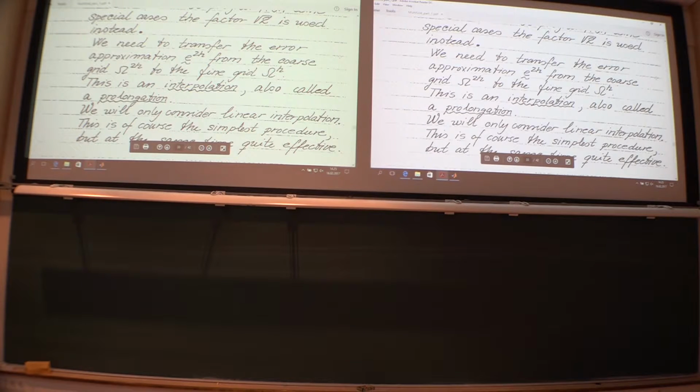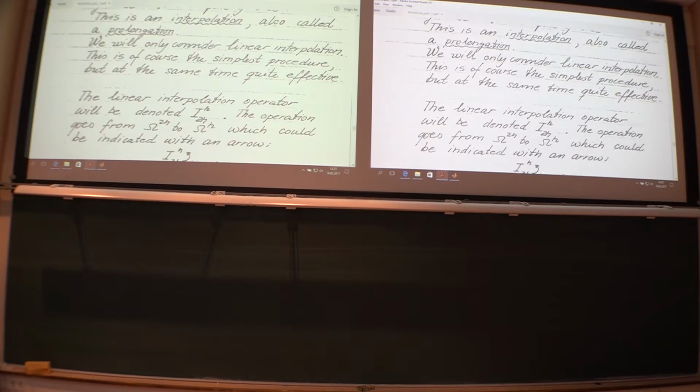So here now, how to transfer the error that we found on the coarse mesh, the 2H, how we can get that one onto the fine mesh. Then we are talking interpolation, also called a prolongation. And here we are going to do it easy. We only use linear interpolation. That's definitely the most simple.